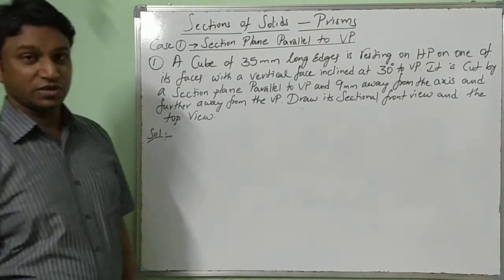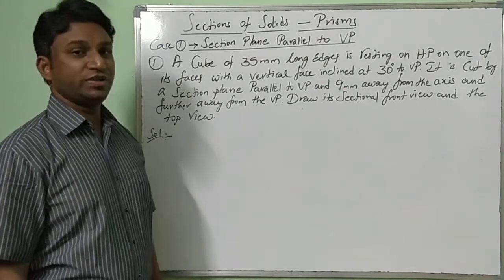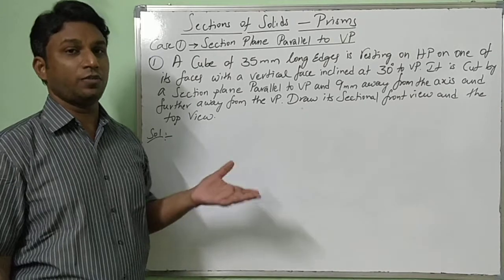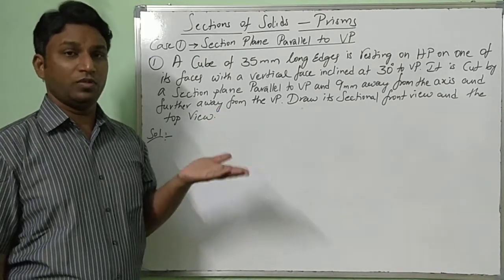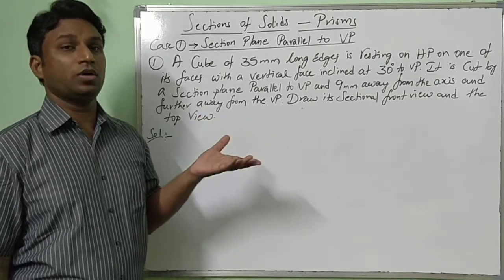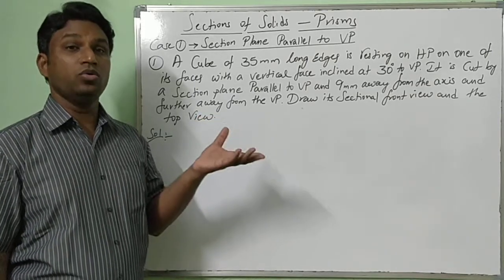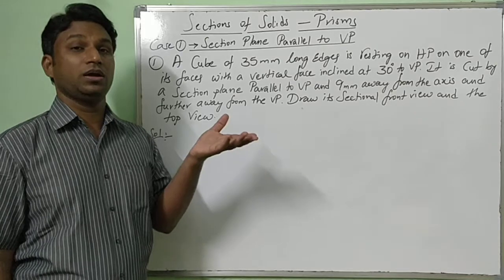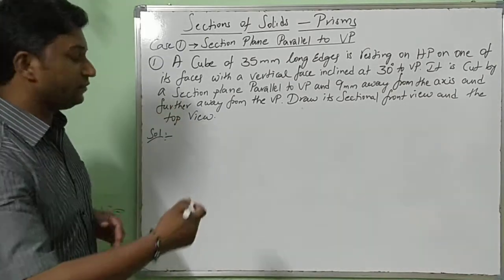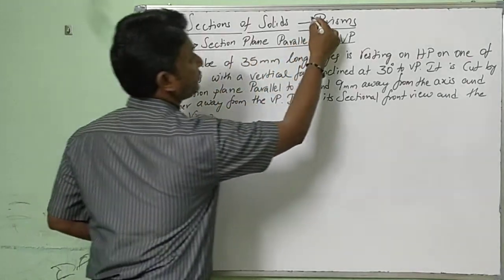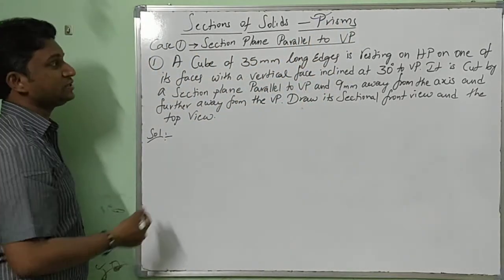We are discussing sections of solids. As we discussed, we will discuss the objects prism, pyramid, cone and cylinder. We will solve problems one by one on those objects, depending upon how your section plane is located. So as part of that series, sections of solids, first of all we are going to discuss prisms.